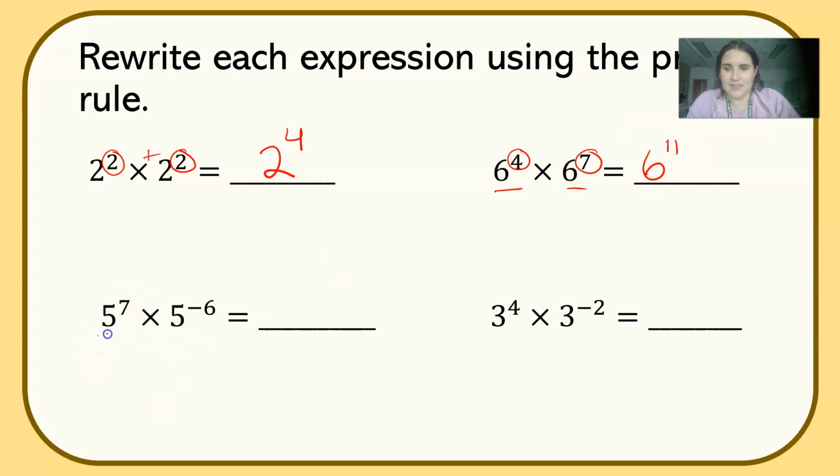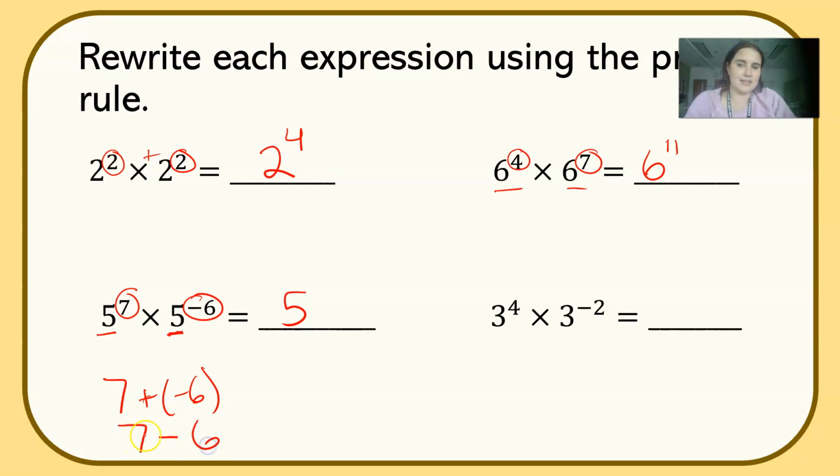And the next one, we have the same base. 5 to the 7th times 5 to the negative 6. So the base is 5, and then we add the exponents. We add 7 plus negative 6. When you add a negative number, you just subtract. So this is the same as saying 7 minus 6. 7 minus 6 is 1, so it's 5 to the first power, which is also just 5, because this means I have one 5.